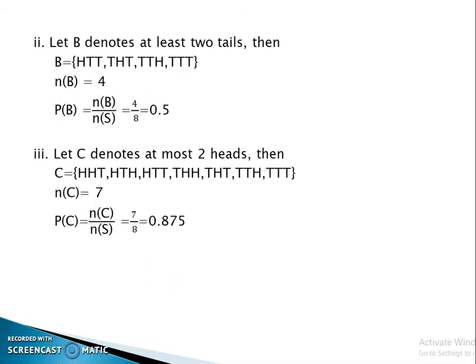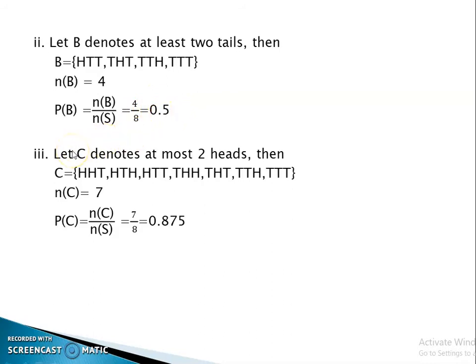In the second part, let B denote at least 2 tails. In this part, we are interested in at least 2 tails. At least 2 tails means 2 or more tails. So B denotes the events HTT, THT, TTH and TTT. There are 4 possible outcomes in the event B. Probability of B is equal to favorable outcomes to the event B divided by total possible outcomes, which is 4 over 8 and is equal to 0.5.